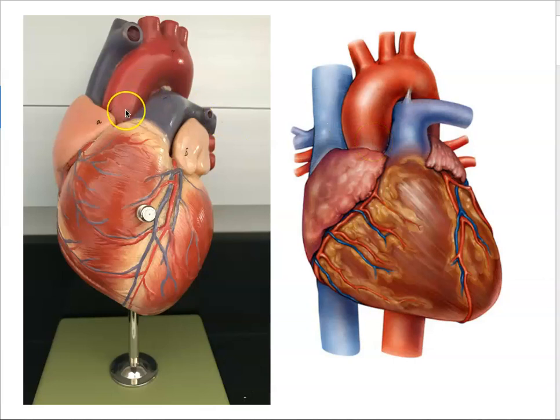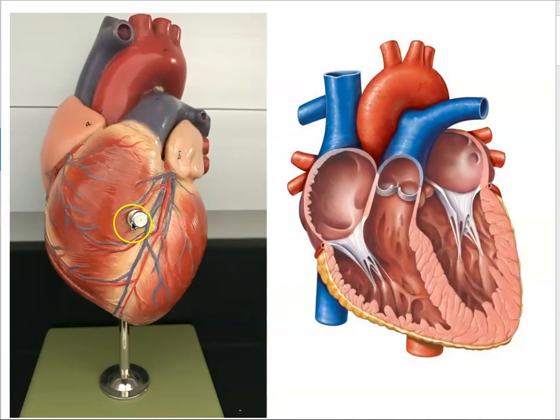Here is the aorta. This is the ascending aorta. This is taking oxygenated blood away from the left ventricle. Aorta, ascending aorta, aortic arch. I think that's about it for that view.